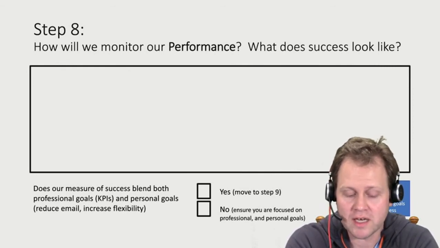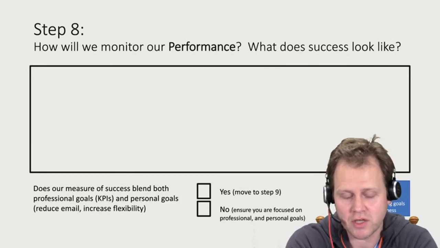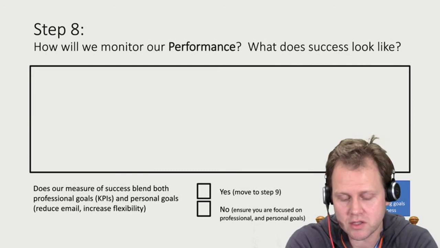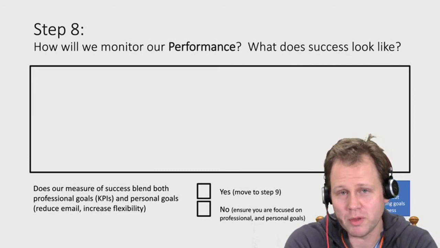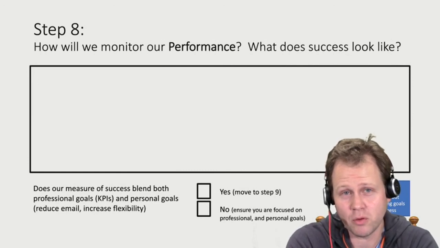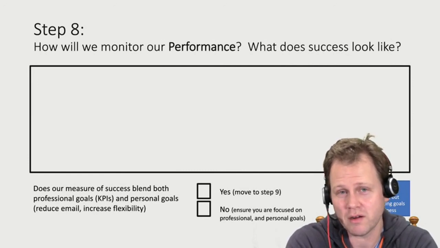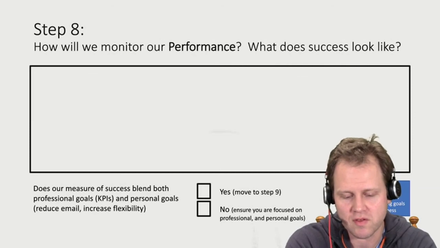Do our goals blend both professional goals, like the KPIs we're trying to hit, as well as personal goals like reducing email, increasing flexibility of the team, etc.? If we can do that, then we can move on. One tip here is try and keep it simple, but if we can align it to existing business goals that people are already measured on, already care about, that's a great idea to do here in terms of performance.